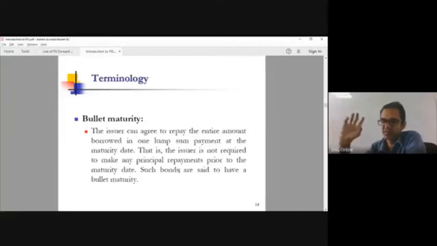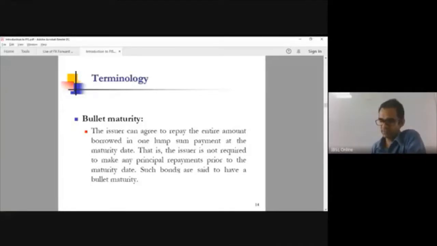There is no principal prepayment before the maturity date, not like a mortgage loan. In a mortgage loan, in every monthly installment, part is interest income and part is capital recovery. It's not like that. In a bullet maturity, only on the maturity date do you get the par value or face value as an investor, or as the issuer you pay that only on the maturity date, not prior to that.